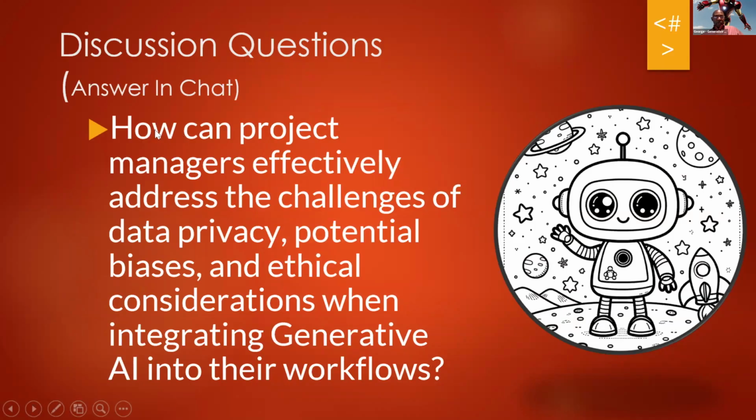All right, so here's a question that I have, and I'm going to pose this question here. How can project managers effectively address the challenges of data privacy, potential biases, and ethical considerations when integrating generative AI into their workflows? Okay, anybody got any answers on that? Just comments. You don't have to. I'm not looking for a right answer. There's no right answer. I just want to get your feedback. What can you do as a project manager to make sure data privacy takes place, challenges, ethical considerations? What can you do?